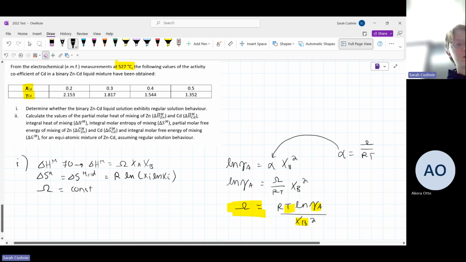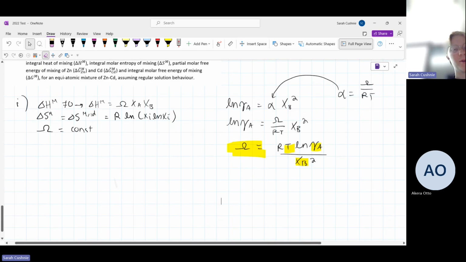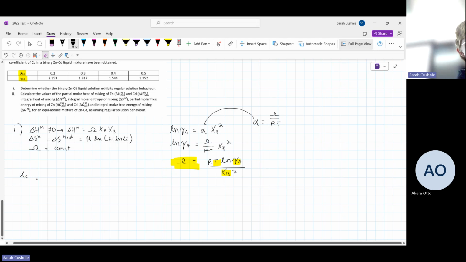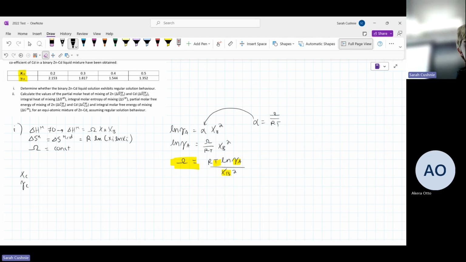So we can go through and do just that. I'm going to make a little table. I'm going to say we have X of C, and then we have gamma C. So these are the values that are given.